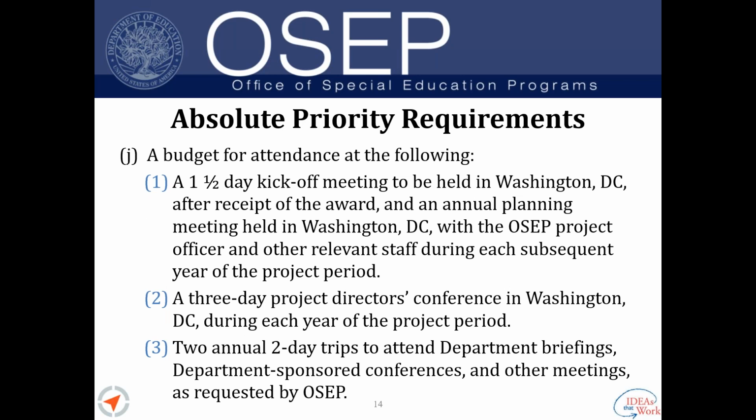Applicants must also include a budget for attendance at the following: a 1.5-day kickoff meeting to be held in Washington, D.C. at the receipt of an award, and an annual planning meeting that's also held in Washington, D.C. with the OSEP project officer and other relevant staff during each subsequent year of the project period. Applicants must also include a 3-day project directors conference in Washington, D.C. during each year of the project period, and 2 annual 2-day trips to attend department briefings, department-sponsored conferences, and other meetings as requested by OSEP.